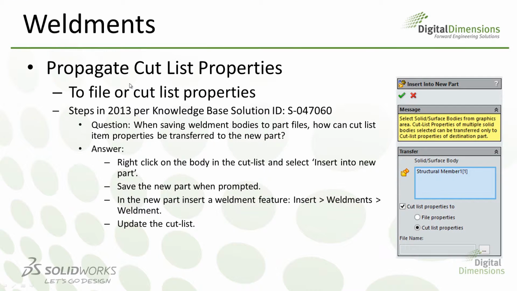So just to go back to the slide and review, in 2013 you could actually take some of those cut list properties and propagate them, depending on how you actually created the part or the extra body in the new part, and transfer those over. So you actually had to right click after you inserted it into a new part, then add the Weldment feature to the tree, and then update the cut list property manually. So it was kind of a tedious thing.